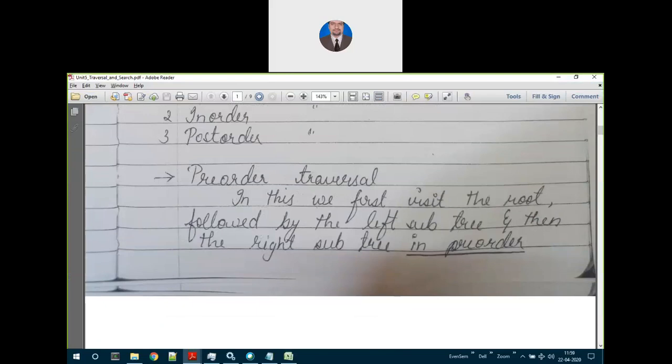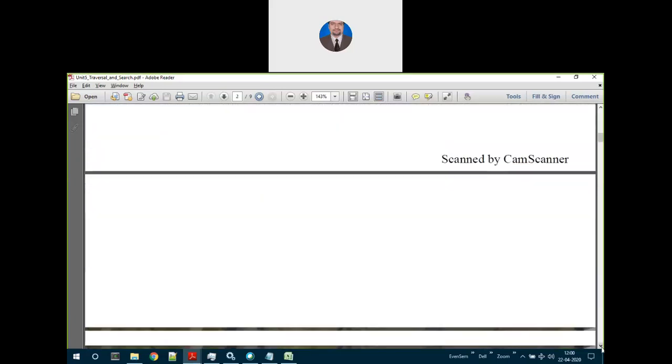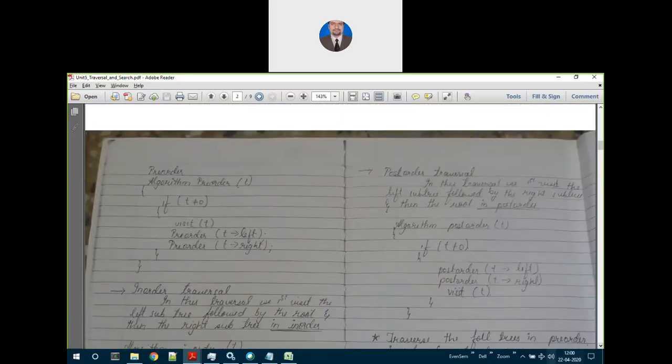Pre-order: in this, we first visit the root, followed by the left subtree and then the right subtree. This is important because if a subtree exists, that subtree has to be visited recursively, again in pre-order only. The algorithm is very simple.